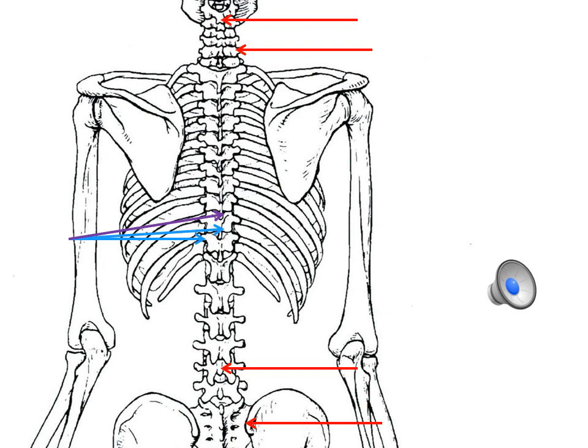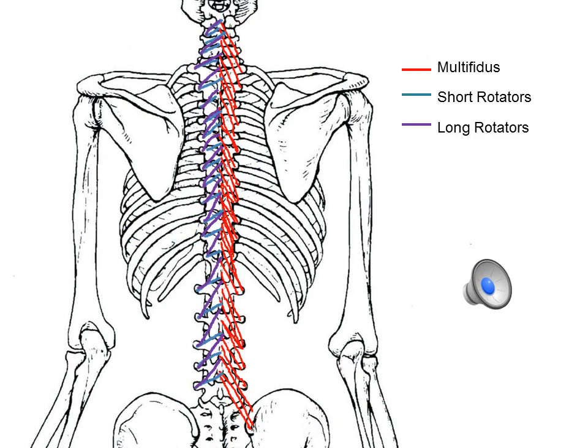In this diagram, go ahead and draw in the multifidus, the long rotators, and the short rotators. Remember that the fibers of the multifidus cross over 2 to 4 vertebrae from the inferior to superior attachment, whereas the long rotators, indicated in purple, cross over 2 vertebral levels, and the short rotators, indicated in blue, cross over 1 vertebral segment from the inferior to the superior attachments. How does your drawing compare to mine?